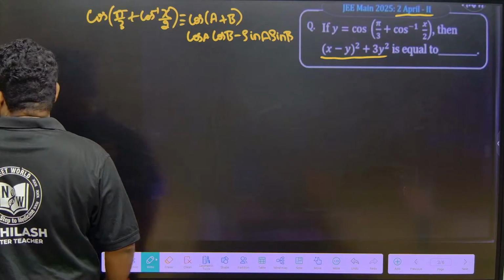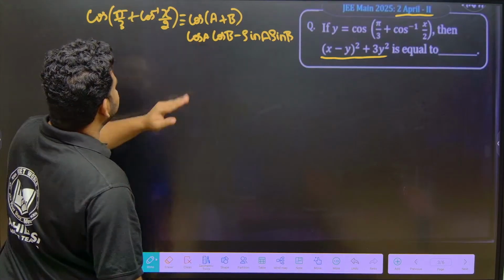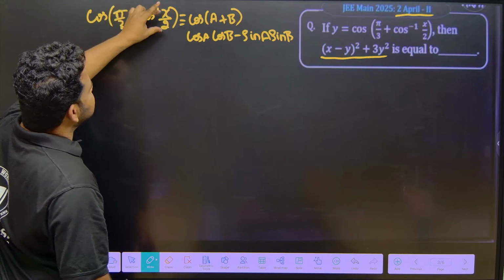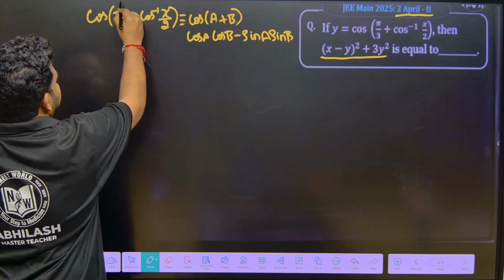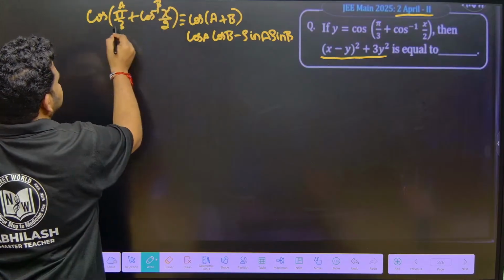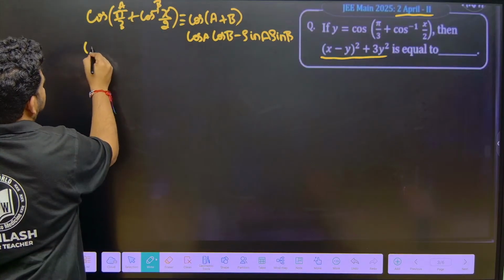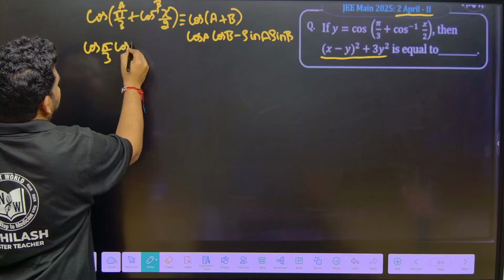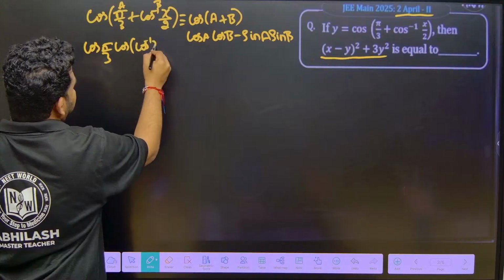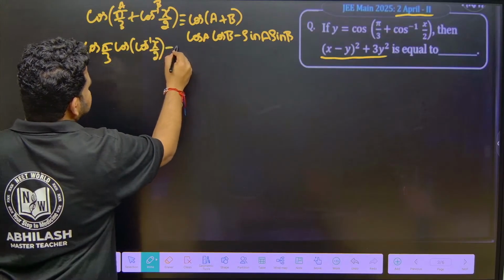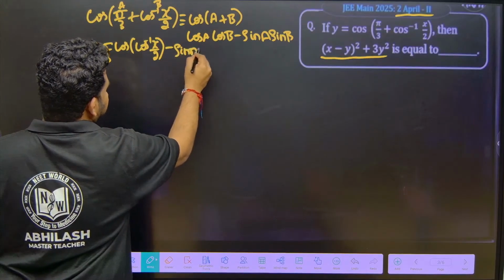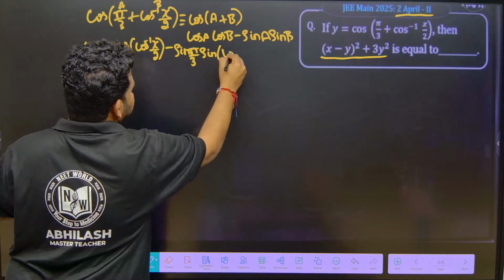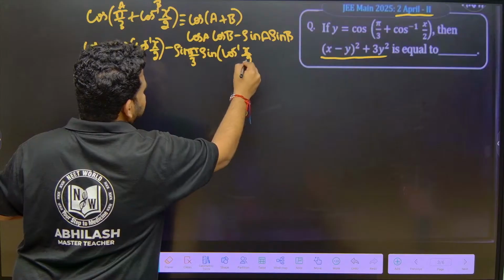Fine. So here let us apply the same thing. Here a is pi by 3, and b is cos inverse of x by 2. So this is cos pi by 3 into cos inverse of x by 2, minus sin pi by 3 into sin of cos inverse of x by 2. This is what you have.